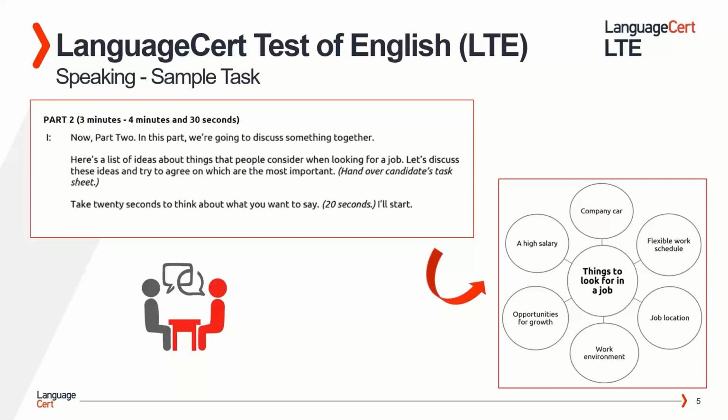Here is an example of a task from Part 2. It is here that the test taker is asked to give and receive information in order to perform a communicative task. The test taker is given a few written prompts like the ones you can see on the right, 20 seconds to think about them, and then engages in a related discussion with the interlocutor.